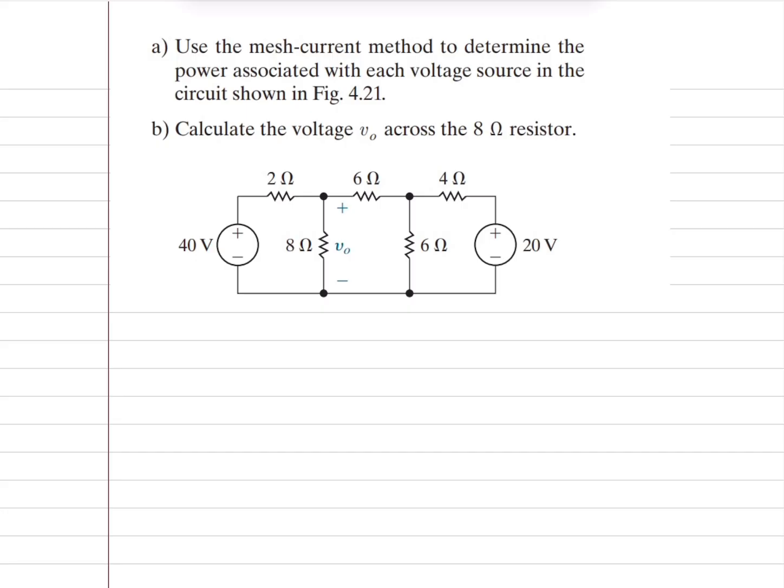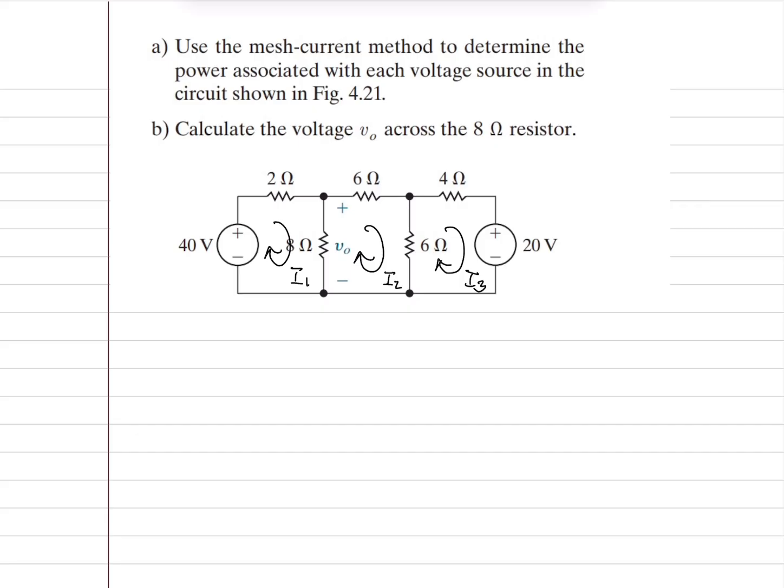So the first thing that we want to do is to define how many meshes there are. As you can see, there's one mesh, two meshes, and three meshes. Notice that they're all in the same direction, the clockwise orientation. So we're going to name them mesh 1, mesh 2, mesh 3. And then we're going to come up with the mesh equations.